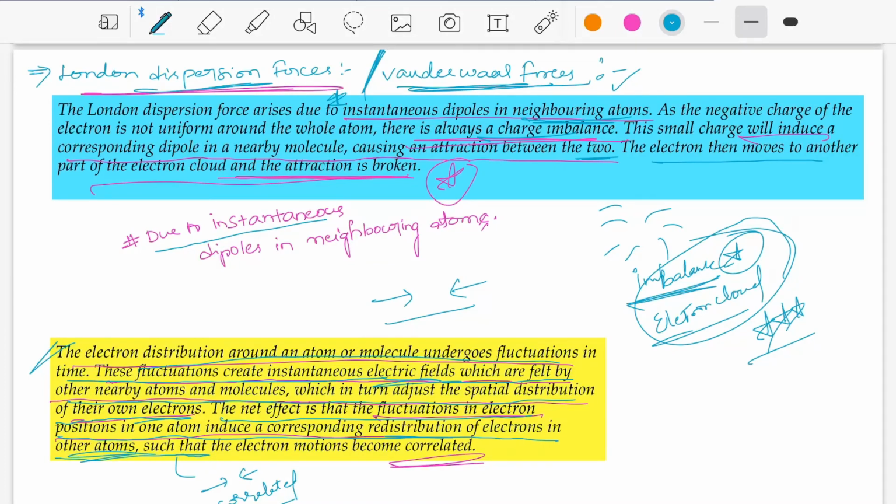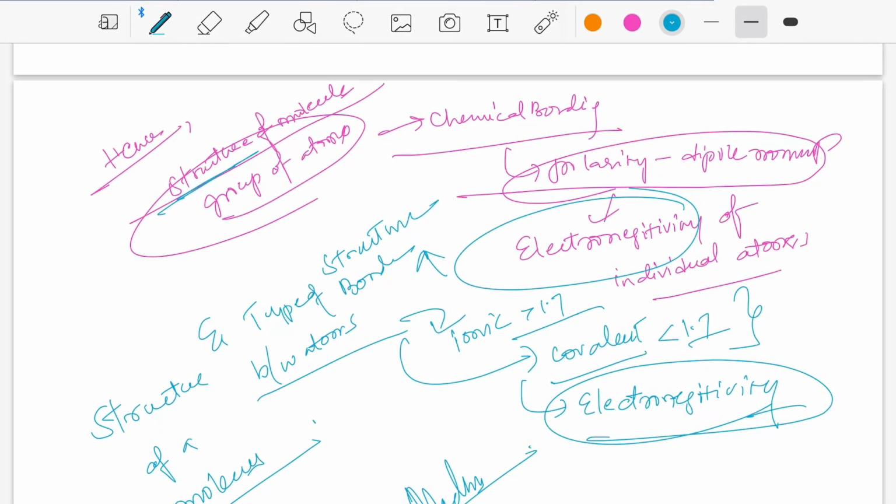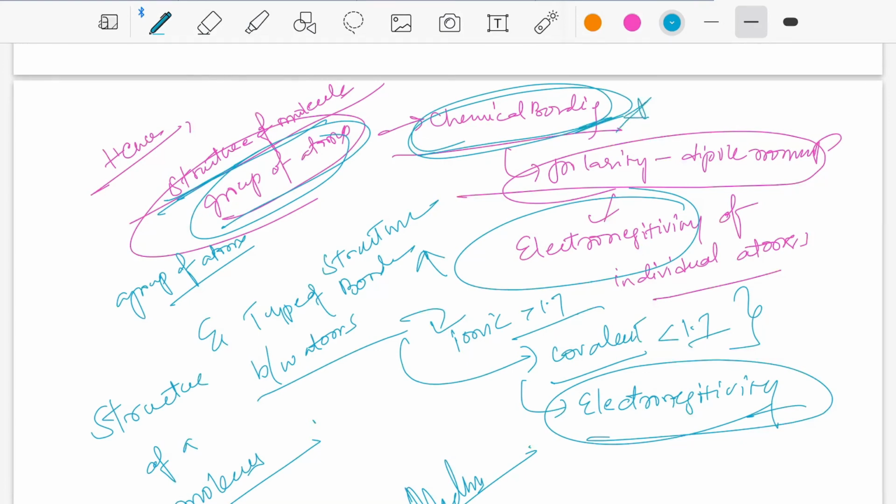Hence, finally I conclude that the structure of a molecule is nothing but a group of atoms connected with chemical bonds. How the whole molecule structure forms depends on polarity, which arises due to the dipole moment, dipole nature, and these arise due to the electronegativity of individual atoms.